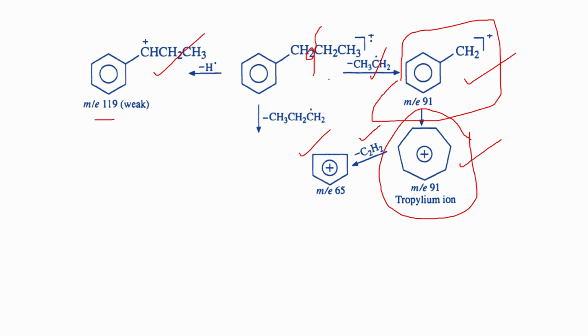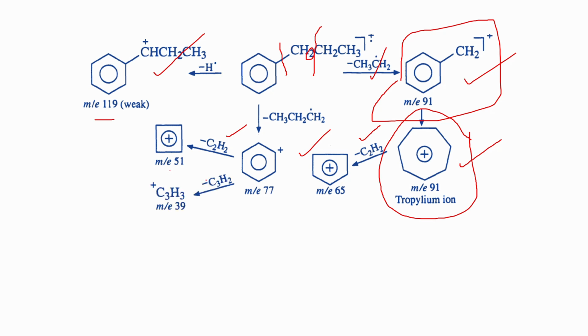There is another chance for cleavage at this position, forming a phenyl carbocation with m/z value 77, but it is highly unstable. It removes a molecule of acetylene, forming cyclobutadienyl carbocation with m/z value 51. Then another possibility, the phenyl carbocation removes a molecule of C3H2, forming cyclopropenyl carbocation with m/z value 39.